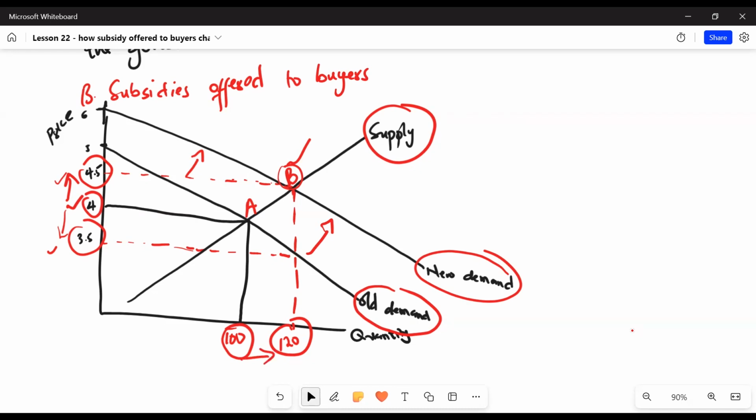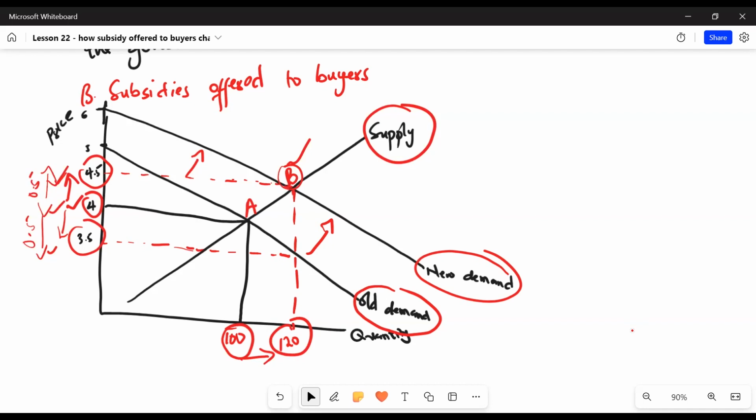Now, the next thing to note about this curve is that the subsidy reduces price paid by buyers and increases the price received by sellers. So the subsidy increases the price received by sellers from 4 to 4.5. So the difference is 0.5. And the subsidy also reduces the price paid by buyers from 4 to 3.5. So the difference is also 0.5.